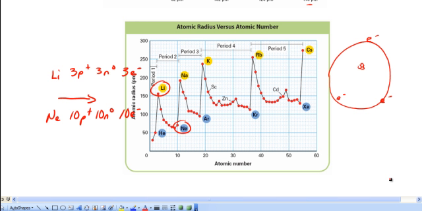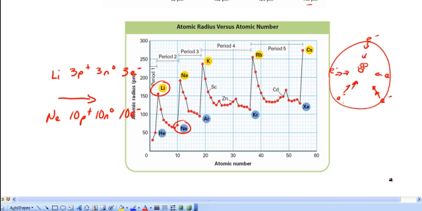But now as you move across, what happens is you add another proton. As you add another proton, even though you're adding another electron as well, the extra proton starts to draw the electrons a little bit closer, a little bit tighter. The nucleus is stronger. As you add another proton, it draws the electrons even closer. And so on and so forth.